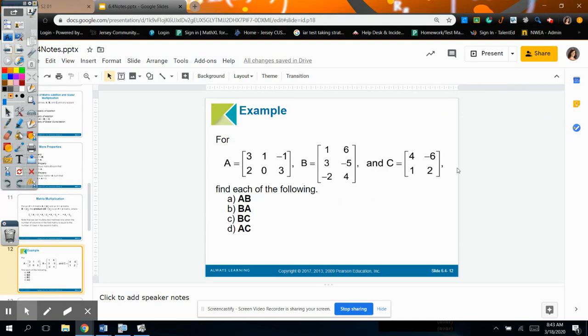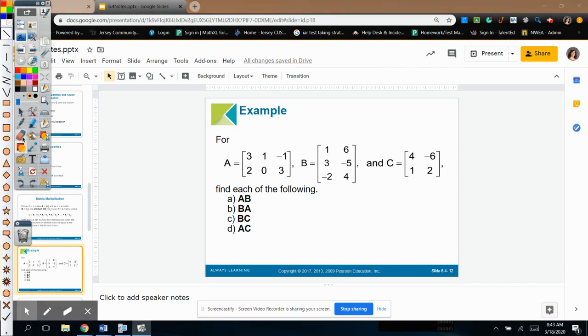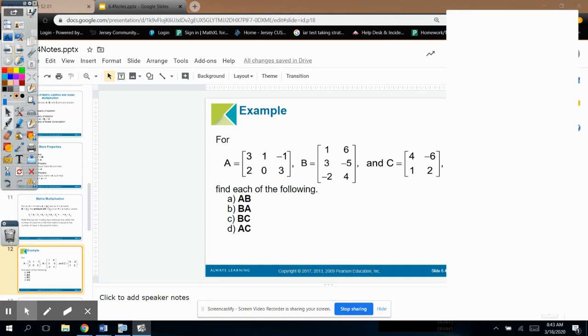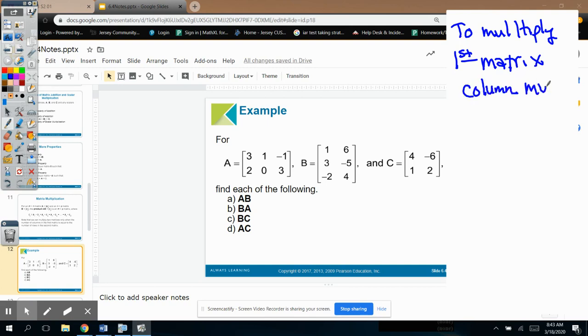And here are our examples. Okay, so things you need to know about matrix multiplication. First of all, not all matrices can be multiplied. So to multiply, the first matrix column must match the second matrix row. So what does that even mean? Well, we're going to look at these examples.